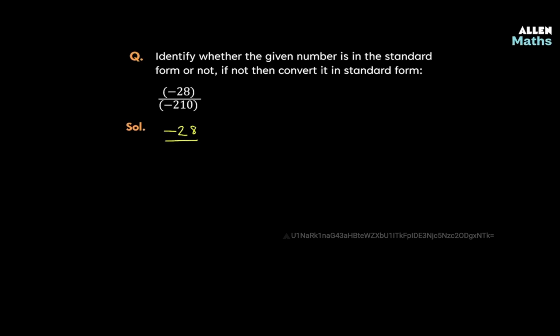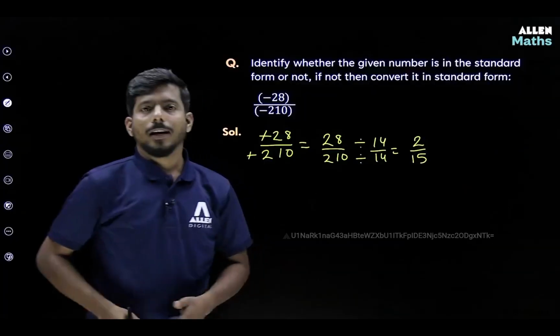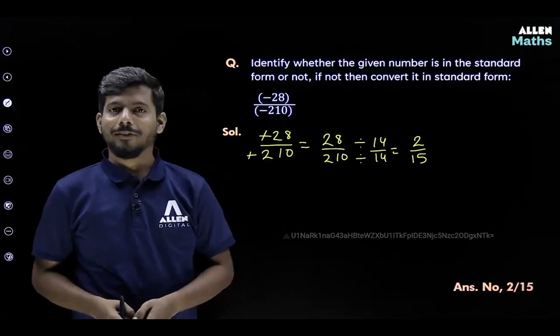So negative 28 over negative 210. Now we know that if P and Q are both negative, we can cancel the negative and negative sign. So cancel and cancel, we are left with 28 over 210. Now we just need to convert into the lowest form. So I'll be dividing by the HCF of both numerator and denominator, that is 14. And when you divide by 14, you will get 2 by 15. So the correct answer for this question is 2 by 15.